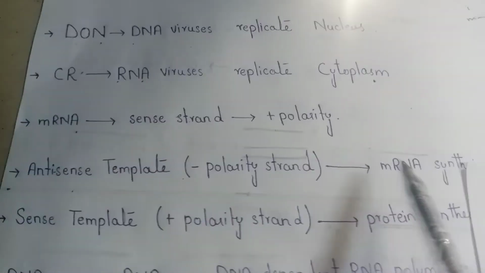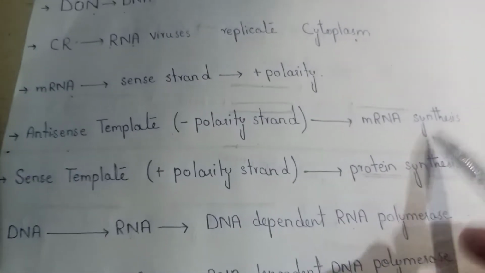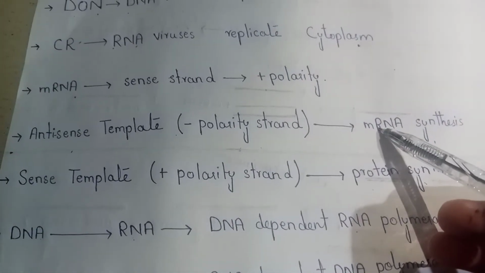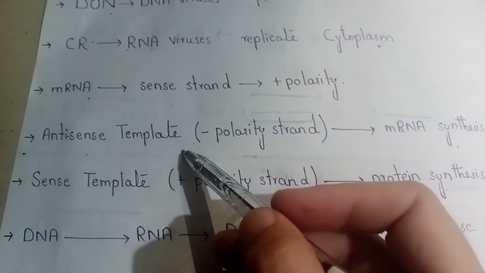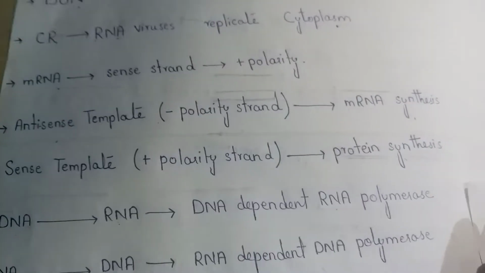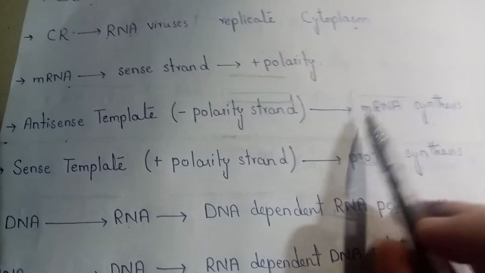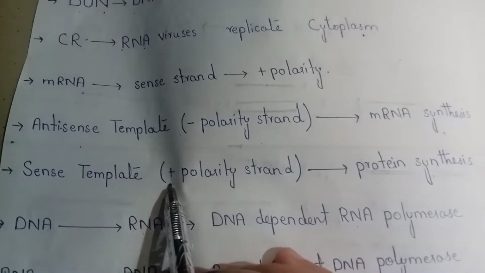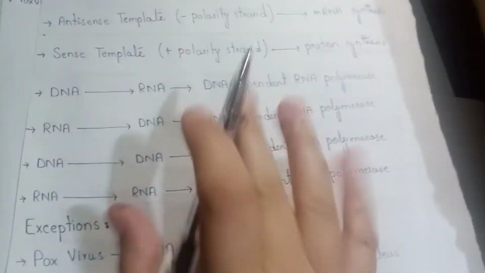polarity strand, right? Now when we synthesize the mRNA, from mRNA we will synthesize the protein, and the template for mRNA synthesis will be negative polarity, or you may say antisense template. So the point is that for mRNA the template used will be negative, while for protein synthesis the template used will have positive polarity. Okay, now moving onwards, these are all important from your exam point of view, so keep patience.